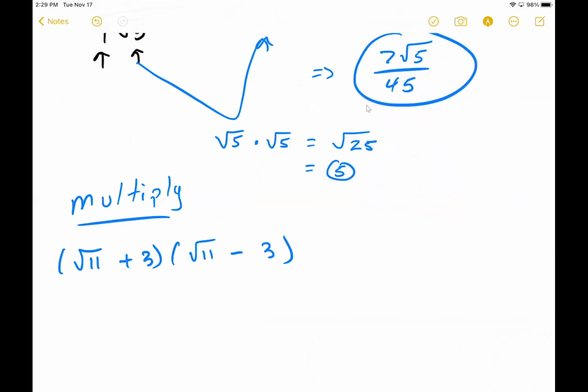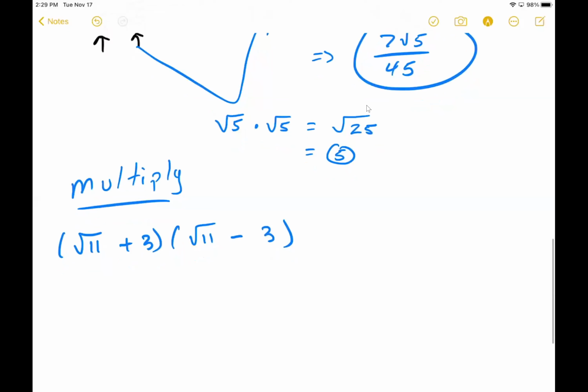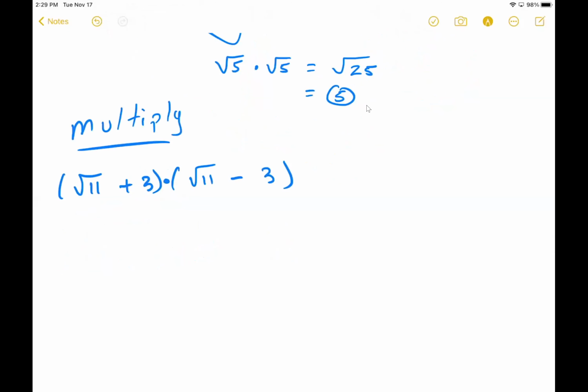Okay. Let's practice this thing here. How do we multiply this item? This is what we had yesterday. To multiply this item here, the reminder is that we need to take this item and distribute it to the first term, take this item and distribute it to the second term.